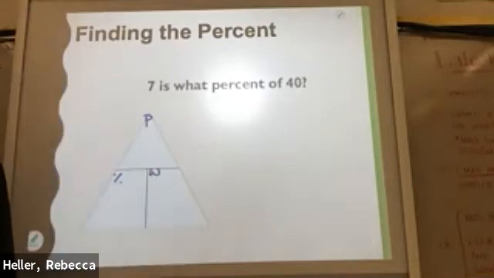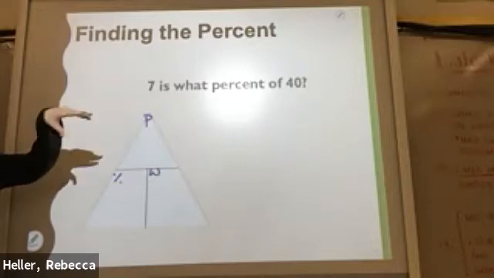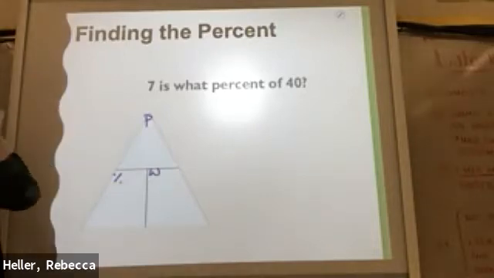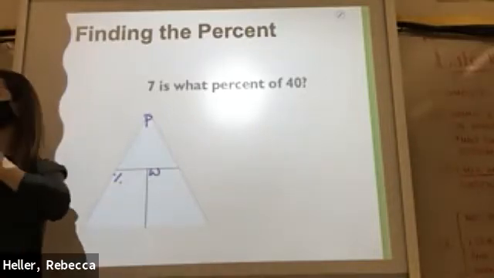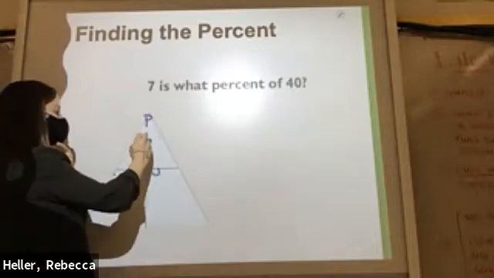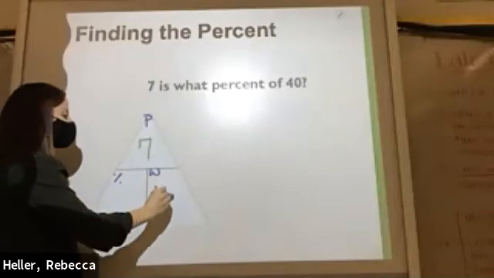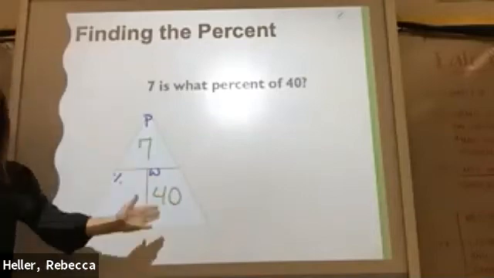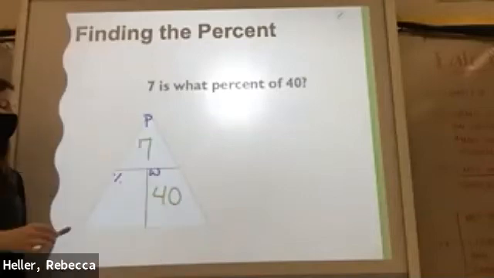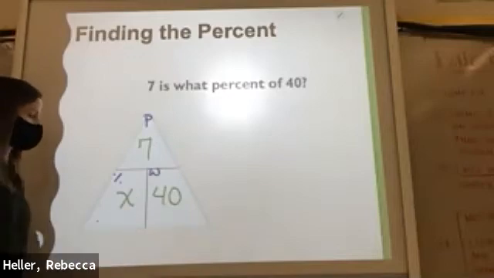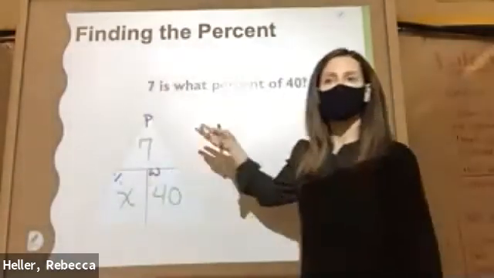All right, last one that we're going to do together, 7 is what percent of 40? Where does the 7 go in this triangle? The part, got it, and the 40 is the whole. Yeah, here's a case where we don't have the percent. We are missing the percent. So 7 is the part, 40 is the whole.